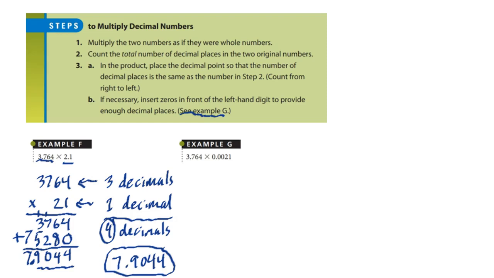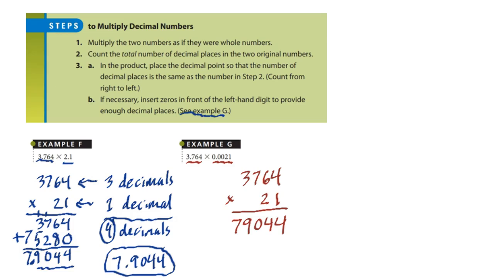All right, let's look at example G. Example G, we are going to do the same exact thing. And imagine that these two numbers, in step 1 it says multiply the two numbers as if they were whole numbers. So that would be 3,764 from this number here, and then 0.0021. So if this was a whole number, we were just ignoring the decimals, this would be 21. It's like we're multiplying the same thing together here. We know already that this is 79,044 from the previous problem, example F. So we don't have to do that work over again.